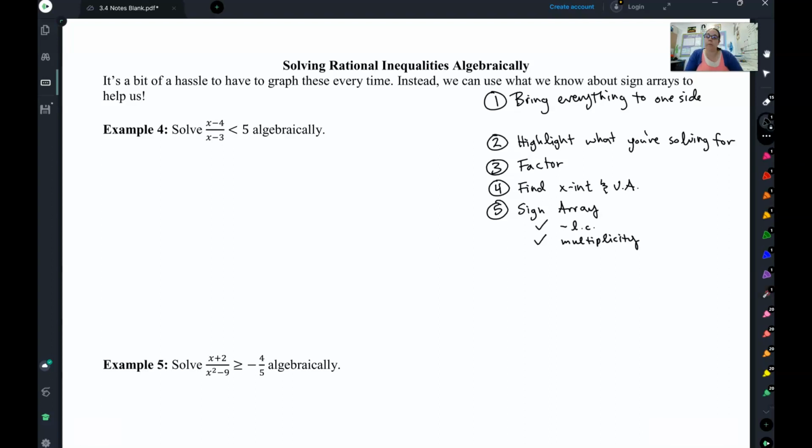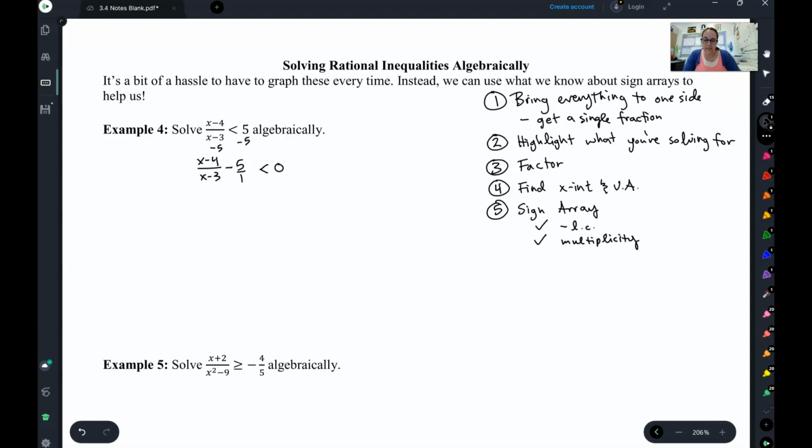So, step 1, we bring everything to one side. So I'm going to minus 5 to both sides to work on bringing everything to one side. Now, this is our first little difference between 2.6 and 3.4. Here, when we bring everything to one side, we also need to get a single fraction. So here's what I mean by that. This 5 is technically over 1. So can you see here I've got two fractions? I need to find a common denominator to get this to be a single fraction.